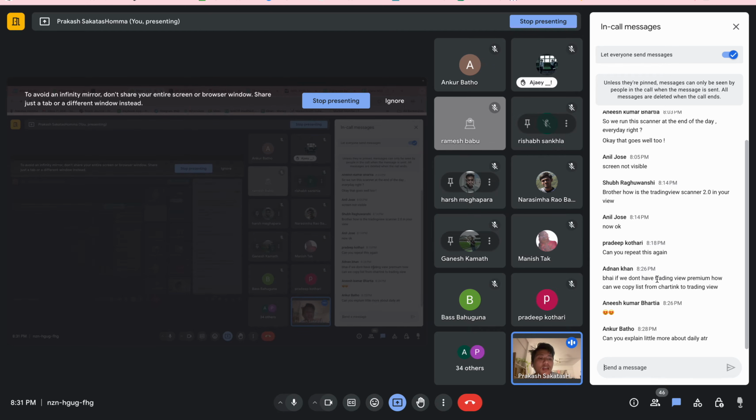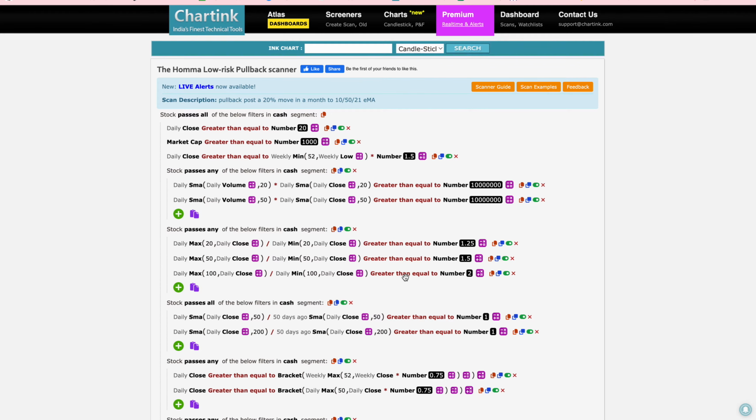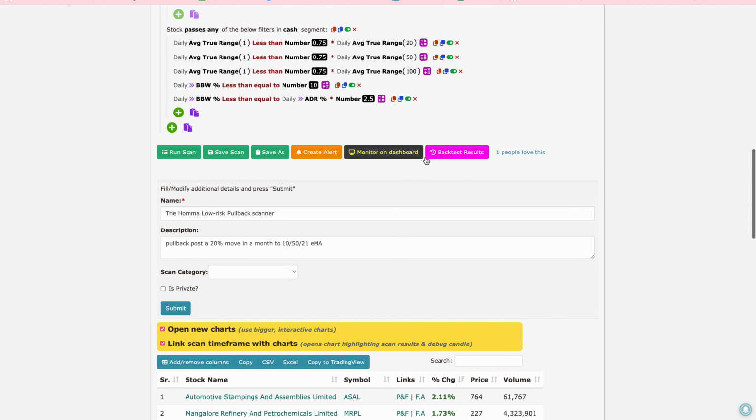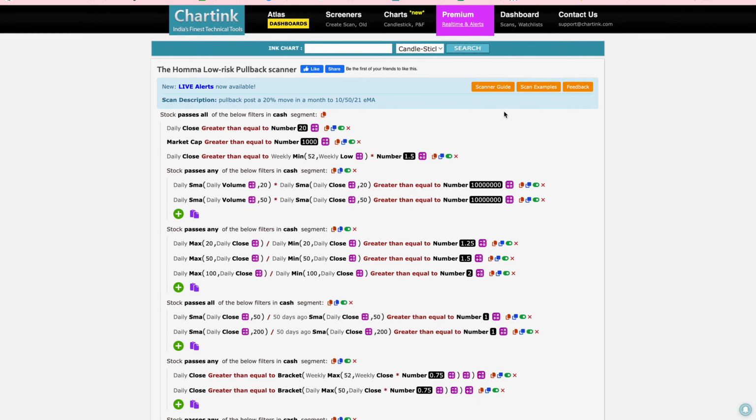Adnan Khan is asking, bhai, if we don't have TradingView Premium, how can we copy the list from charting to TradingView? It's very simple. There is a Chrome extension. I will put the link in my free WhatsApp group. You just install that Chrome extension, and after that, a button will appear at the bottom of your charting saying copy to TradingView. This is not a TradingView Premium feature, this is a different feature only.